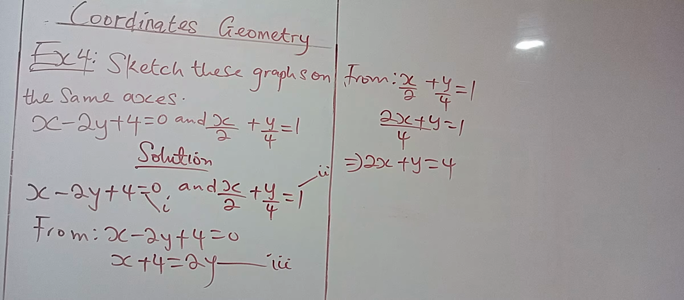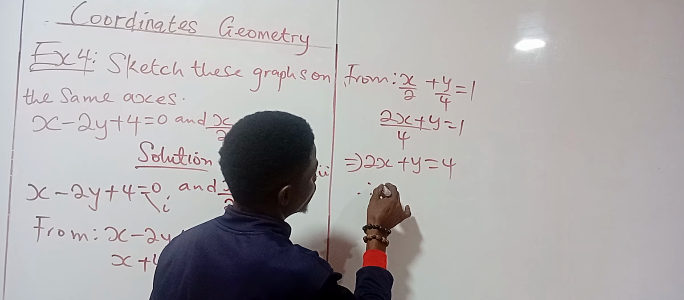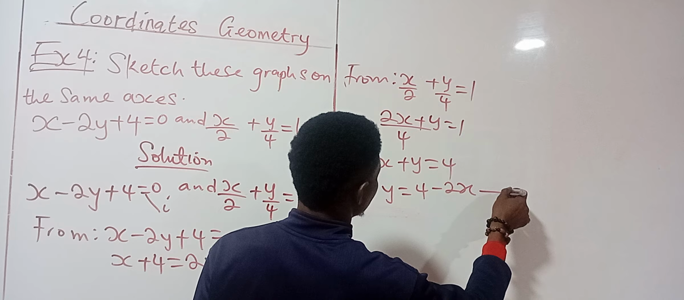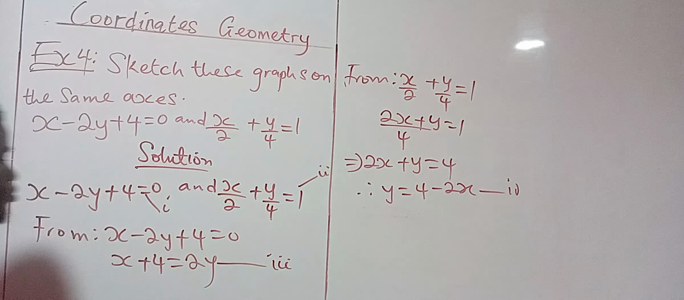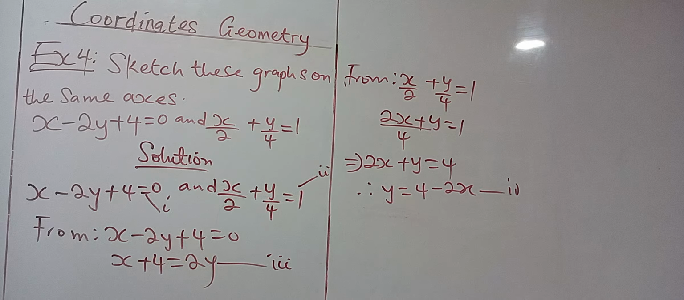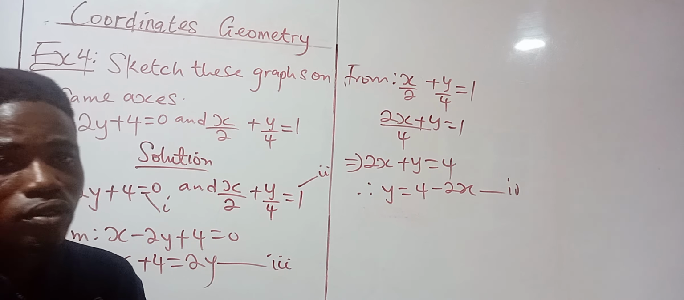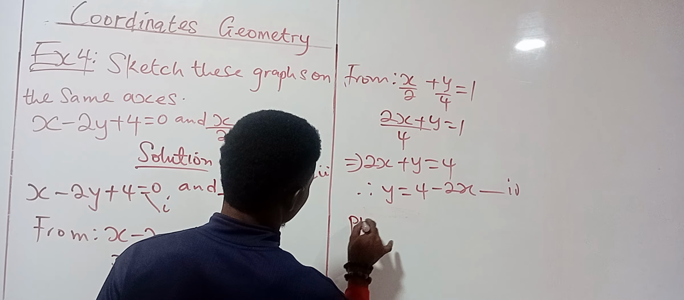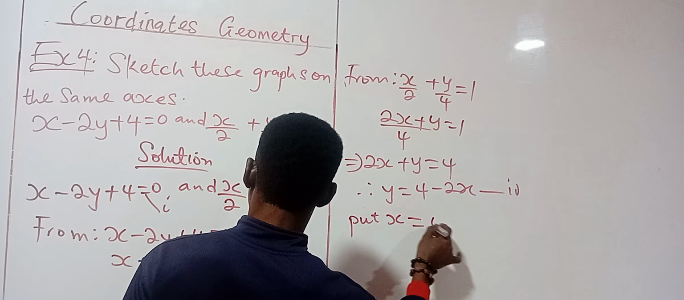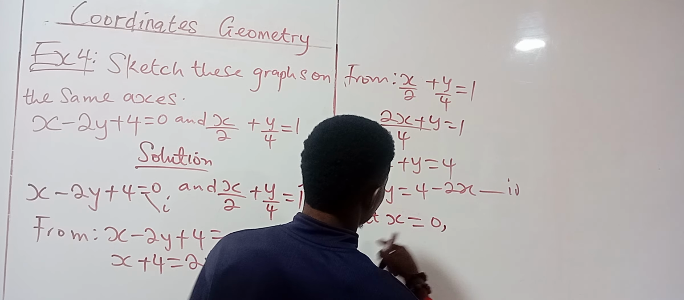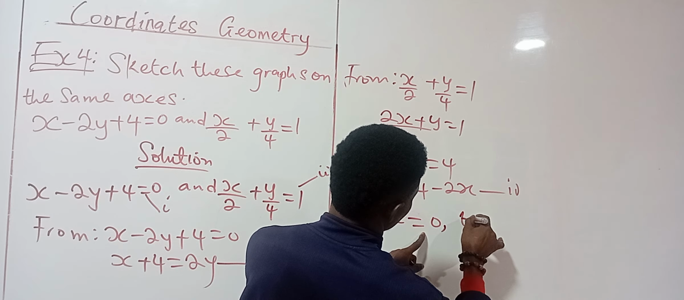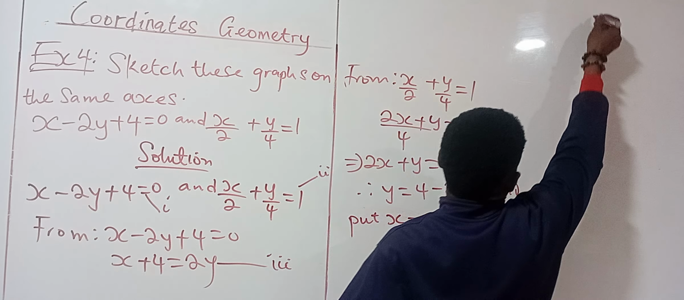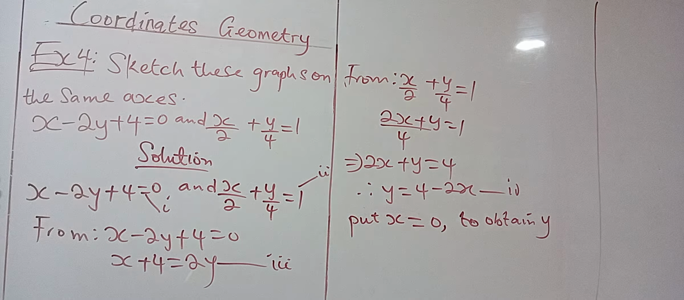Now, let's make y the subject of the formula. We have y to be 4 minus 2x. So you can call this one equation 4. Now, we want to sketch this. We are going to use the intercept formula. Just put x equal to 0 in order to obtain y. We put x equal to 0 to obtain y.